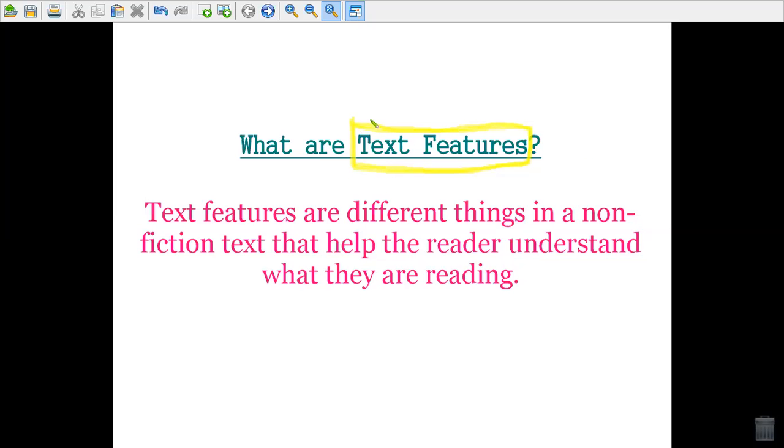So underneath your title, text features, in your reading notebook, you're going to write the definition. It says text features are different things that you can find in a nonfiction text. Nonfiction is super important. You may even want to underline it like Miss Owens. That help the reader understand what they're reading. So basically, they are features or things that stand out in the text. And if you can't remember what text means, that means your story, your words. Now you're going to pause your video here so you can copy down your definition in your reading notebook.